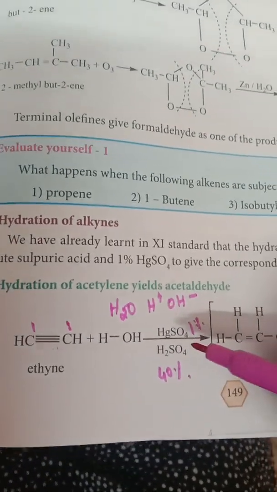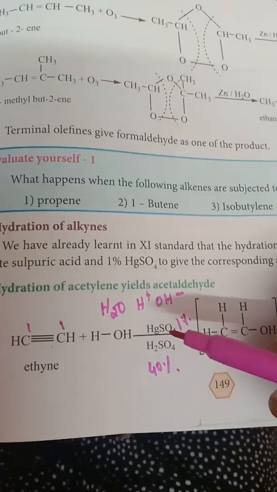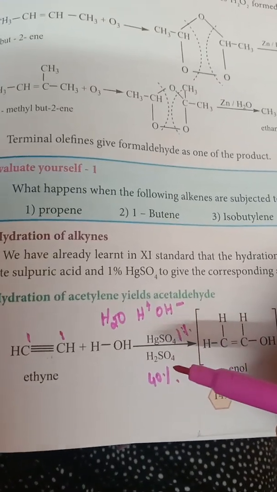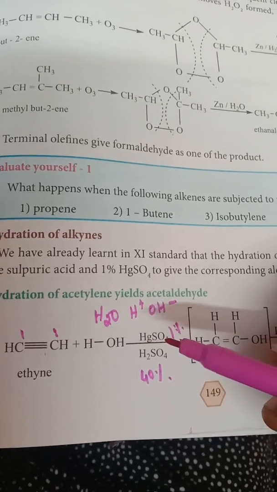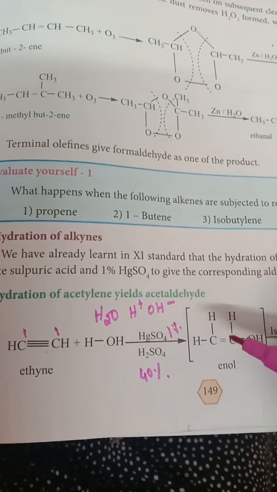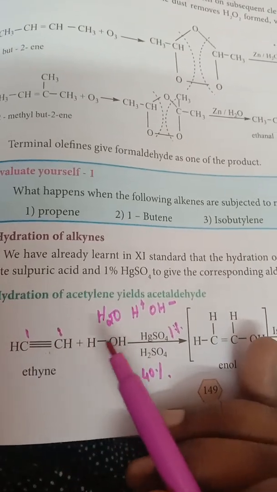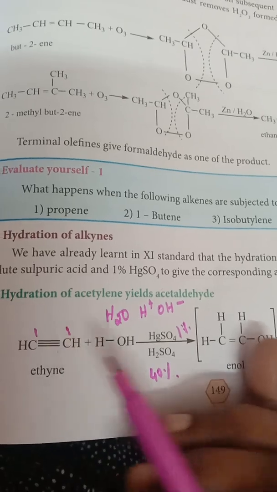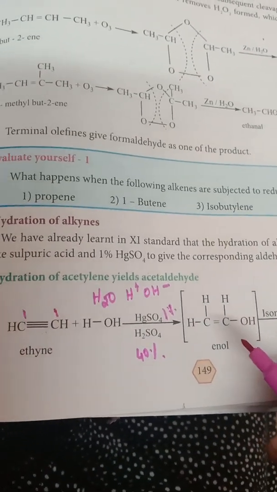This reaction takes place in the presence of 40% sulfuric acid and 1% mercuric sulfate. What happens is that this H goes and attaches to this carbon, and this OH goes and attaches to this carbon. Since an OH group is present as the functional group, you say it is an alcohol, right?